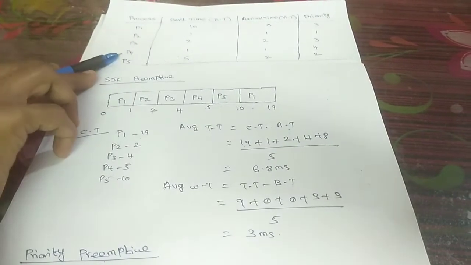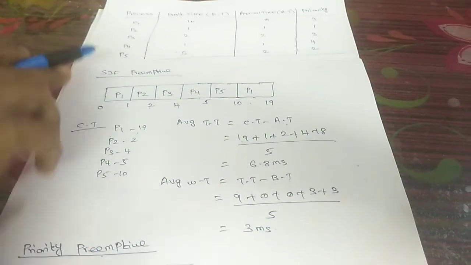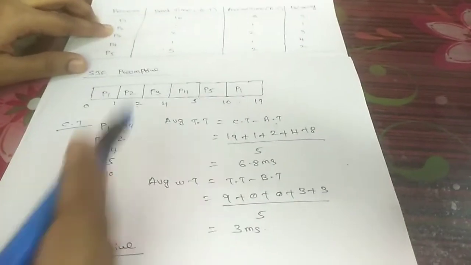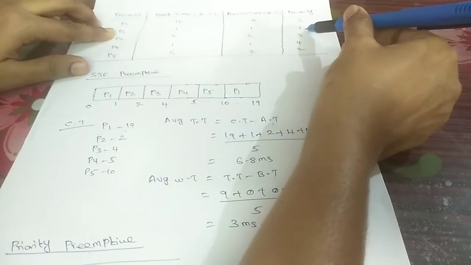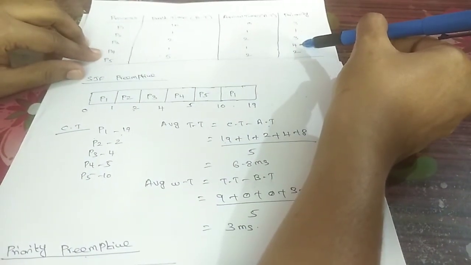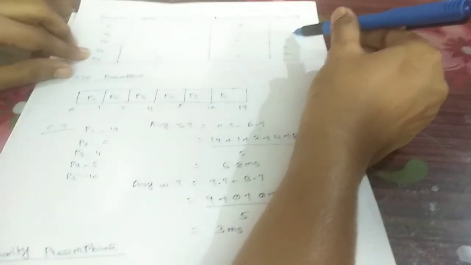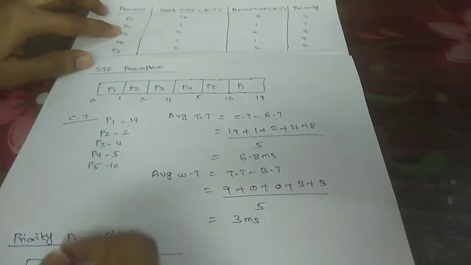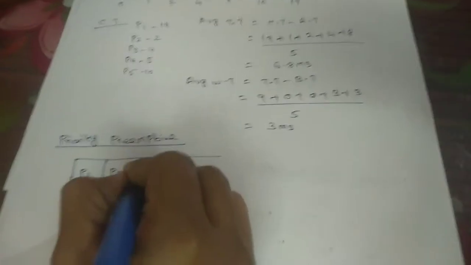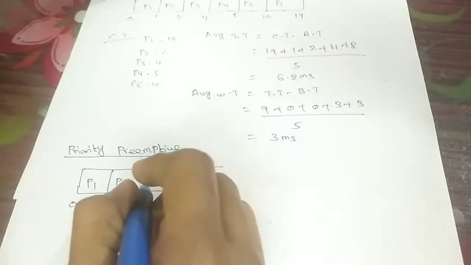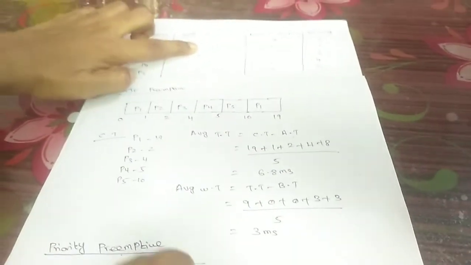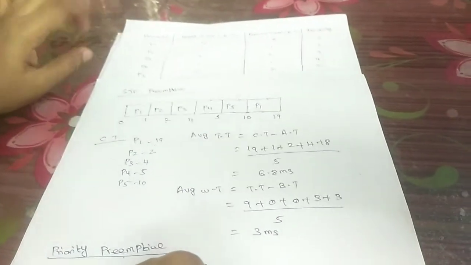At arrival time 1, process P2 will be arriving and process P4 will be arriving. At this time, we are going to check the priority: process P2 is 1 and P4 is 4. So, 1 is the highest priority. So, P2 will be entering, and it executes for only 1 millisecond because the burst time of this process is only 1.